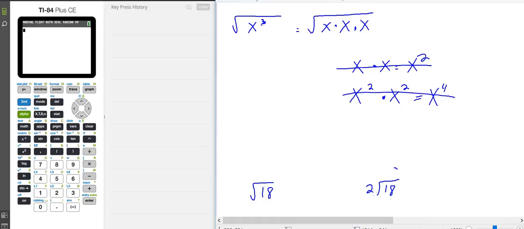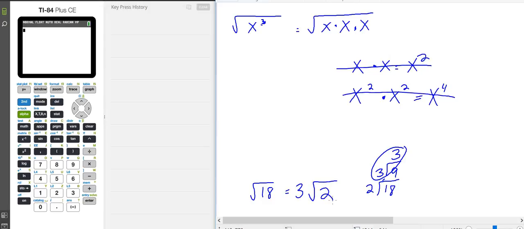18 divided by 2 is 9. What's the smallest number that goes into 9 that's not 1? That's 3. 9 divided by 3 is 3. We take our doubles, circle them. One double stays out, and the singles go inside.